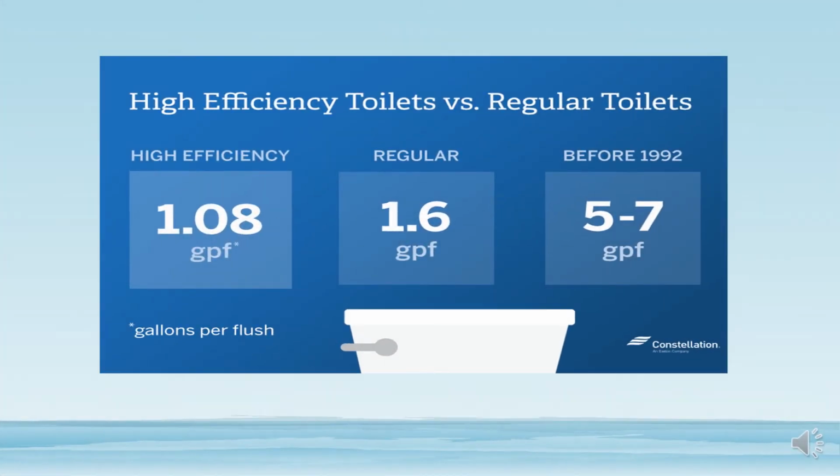In this slide, we can see that before 1992, ang magamit sa isa ka toilet is 5 to 7 gallons per flush. So, sa regular is 1.6 gallons per flush. And then, nahimo na lang siyang 1.08 gallons per flush sa high efficiency.